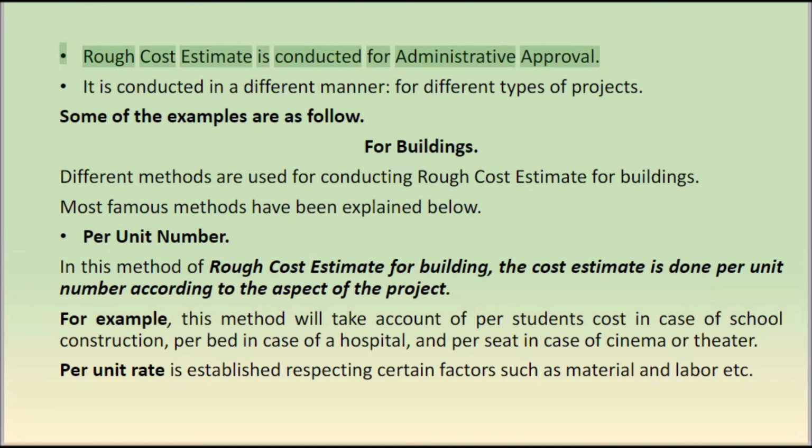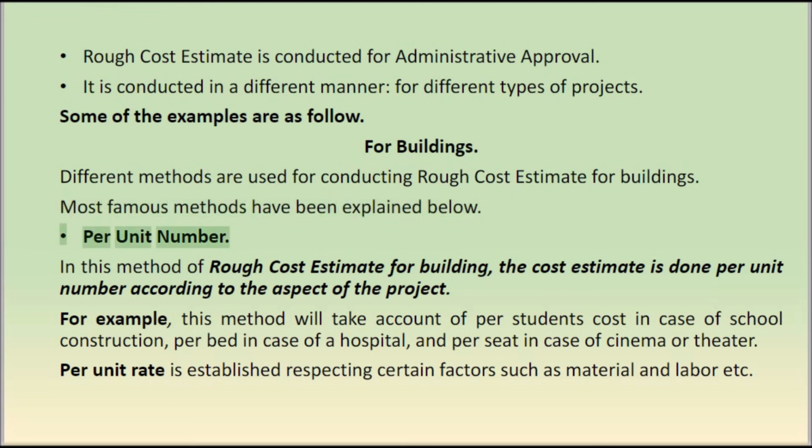Rough cost estimate is conducted for administrative approval. It is conducted in a different manner for different types of projects. Some of the examples are as follows. For buildings, different methods are used for conducting rough cost estimate. The most famous methods have been explained below.